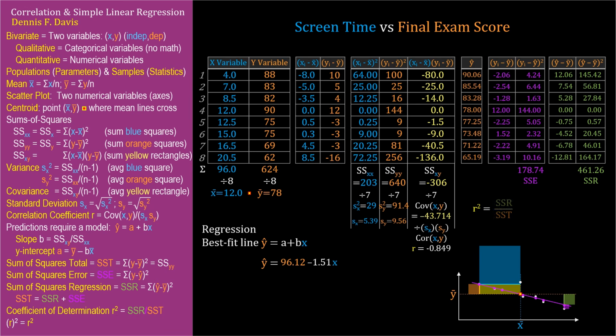And now we can calculate R squared, the coefficient of determination, as SSR divided by SST. We just calculated SSR here, and SST is the total variation in y over here, sum of squares YY. 461.26 divided by 640 is 0.721. So for this data set, the best fit straight line based on screen time explains 72.1% of the total variation in exam scores. You can double check your work by verifying that SSE plus SSR equals SST, and that the coefficient of determination, R squared, is equal to the square of the correlation coefficient R.